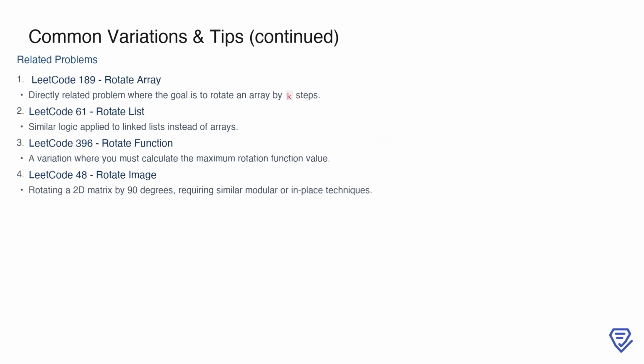This problem is closely related to a few others on LeetCode. For example, LeetCode 61, Rotate List, involves similar logic but applies it to linked lists instead of arrays. Another related problem is LeetCode 396, Rotate Function, where the task is to compute the maximum value of a rotation function. Additionally, LeetCode 48, Rotate Image, deals with rotating a 2D matrix by 90 degrees, which requires similar modular arithmetic and in-place techniques. Exploring these problems can help you identify common patterns and broaden your understanding of rotation-based challenges.